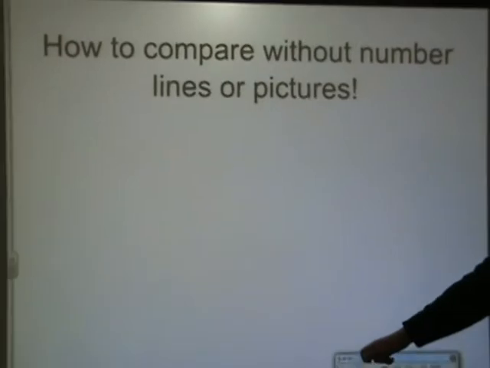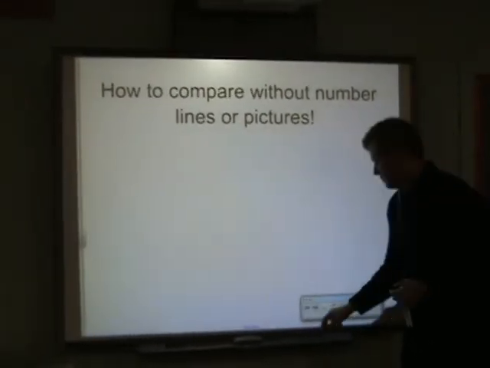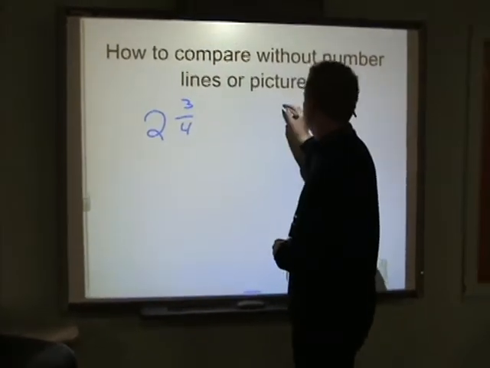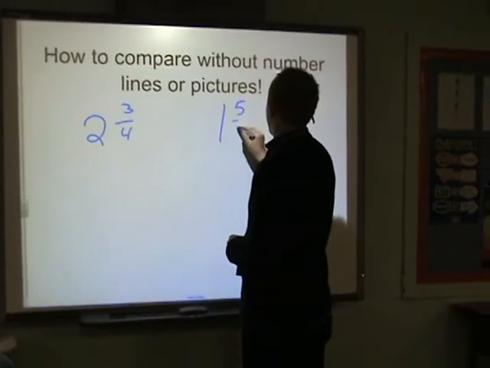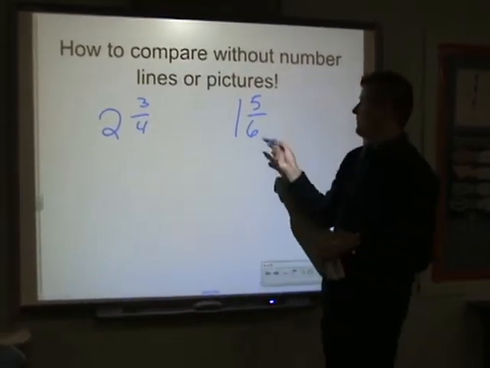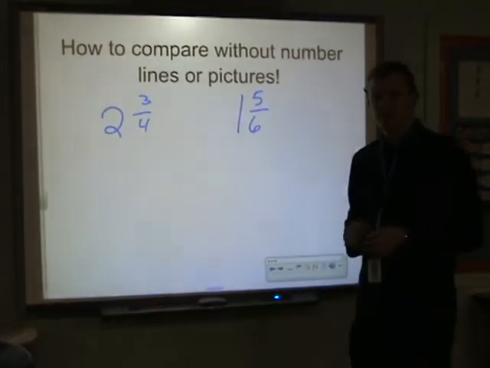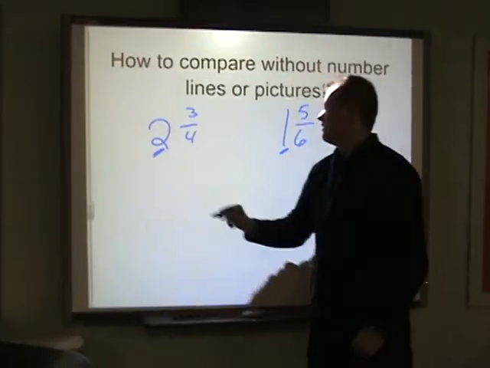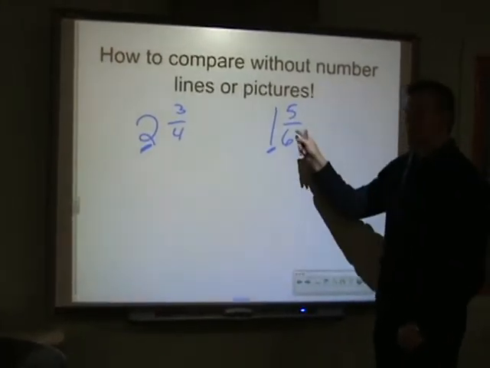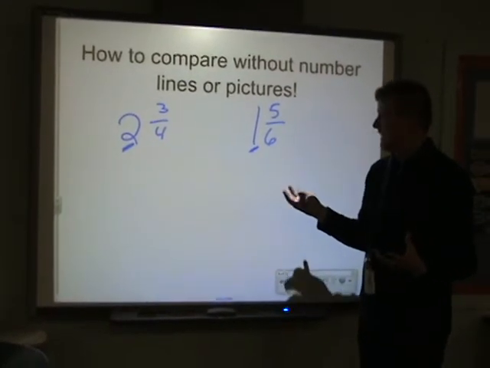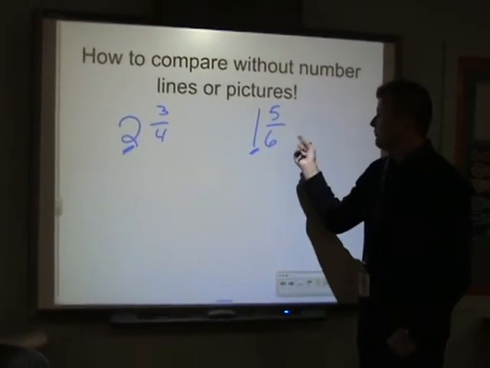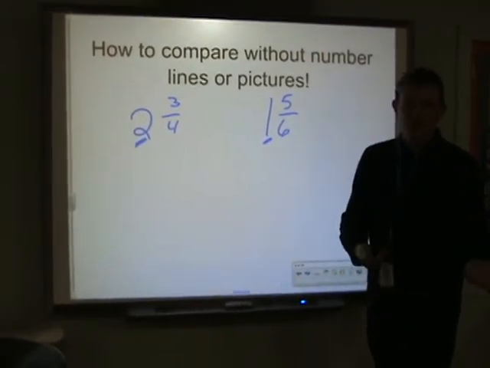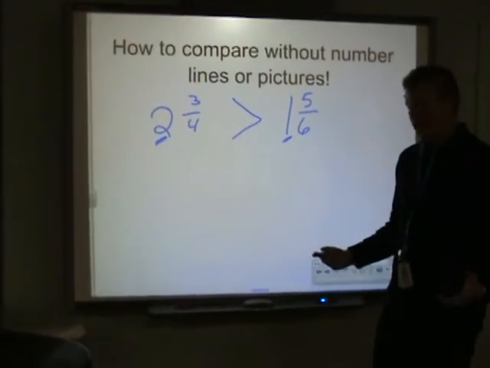All right. How to compare without number lines or pictures, okay? If I've got 2 3/4 and 1 5/6, all right? Now hold on a minute. 5/6 is bigger than 3/4. Don't get confused. The first thing you can look at, if they're different, is the whole number, all right? 2 is bigger than 1, right? So it doesn't matter how big this fraction is unless it's not a mixed number, which we're not going to mess with, all right? Doesn't matter how big the fraction is. If I've got 2 and some change, or $1 and some change, right? $2 is going to be more, okay?